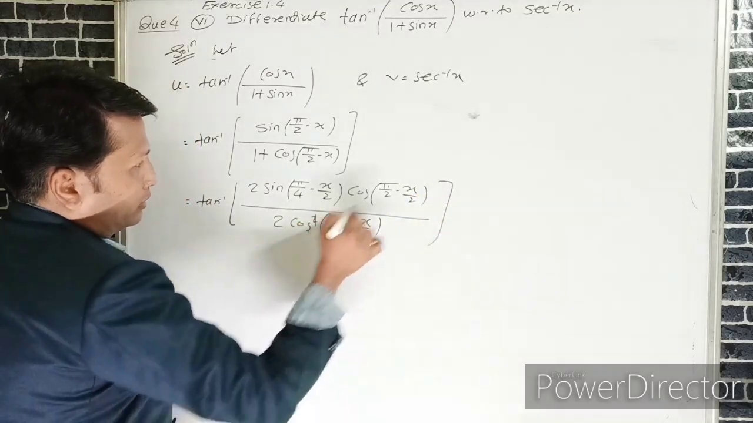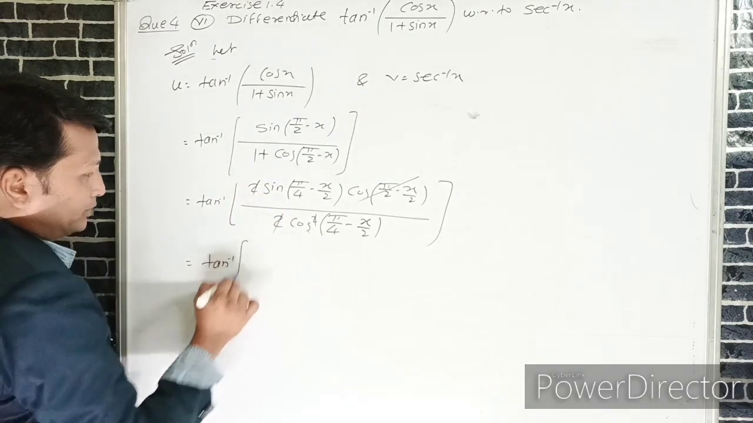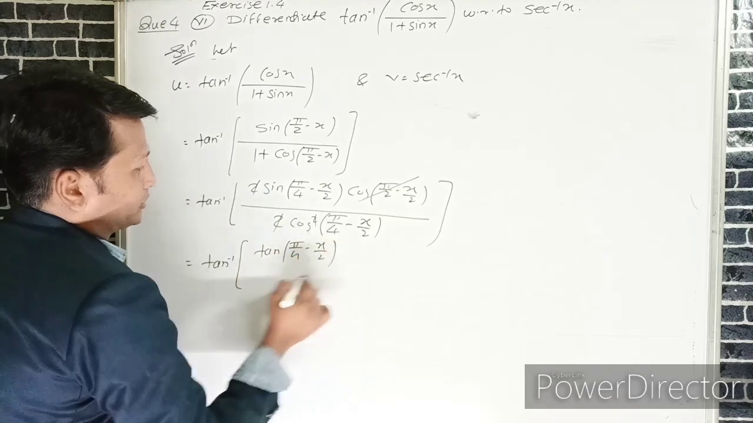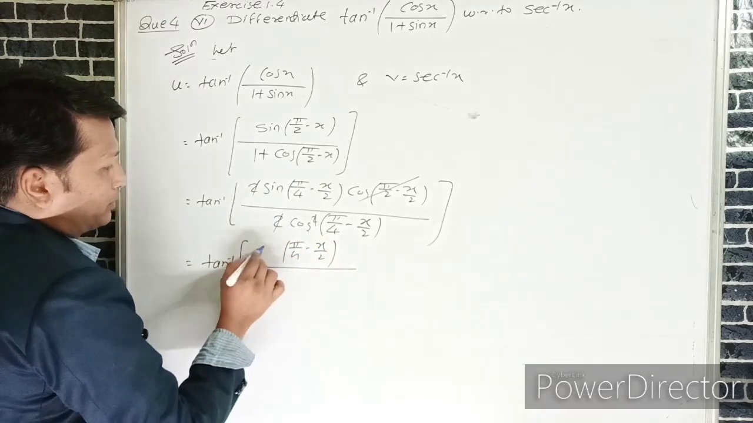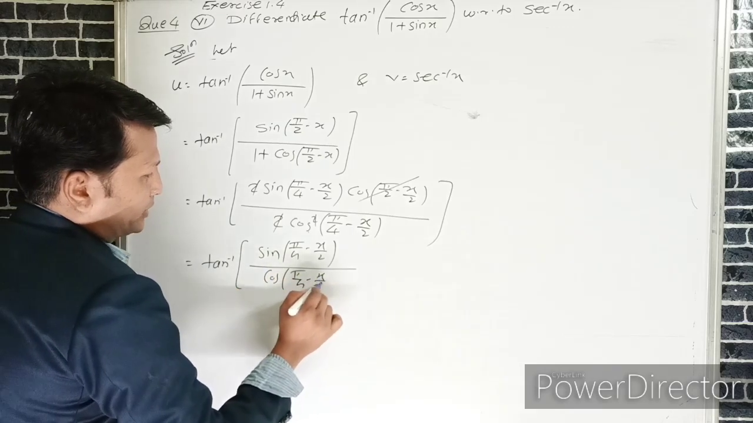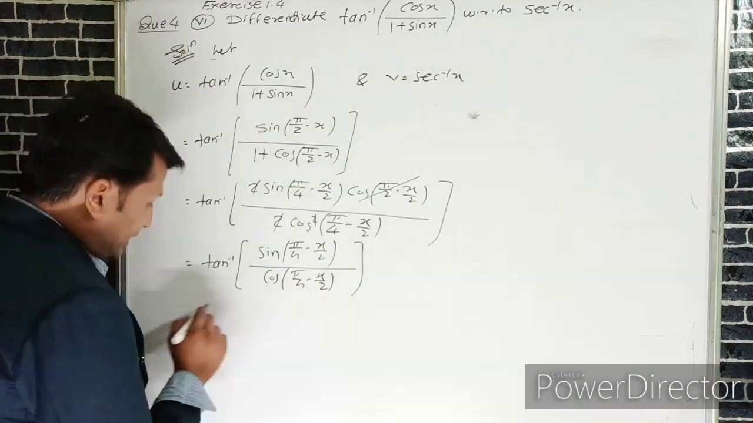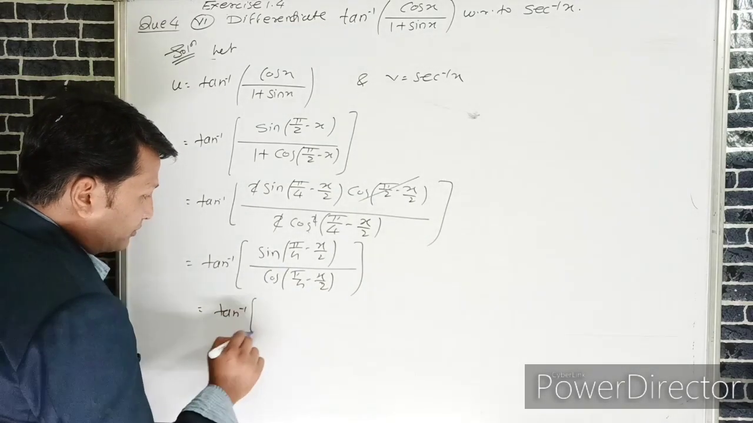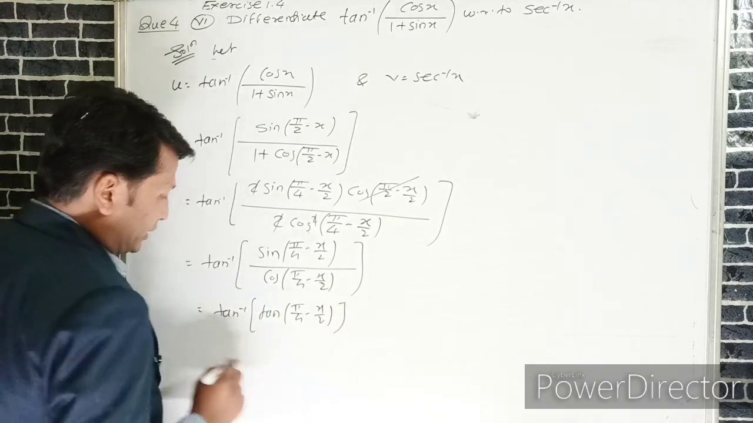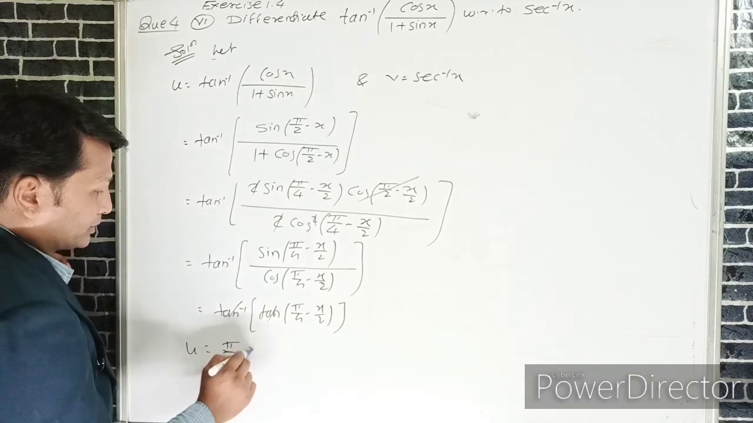Here one cos of (pi by 4 minus x by 2) cancels, and the 2 cancels. We can write tan inverse of sin of (pi by 4 minus x by 2) upon cos of (pi by 4 minus x by 2). We know that sin upon cos is tan. Hence we can write tan inverse of tan of (pi by 4 minus x by 2). Here tan inverse and tan cancel. So u is equal to pi by 4 minus x by 2.